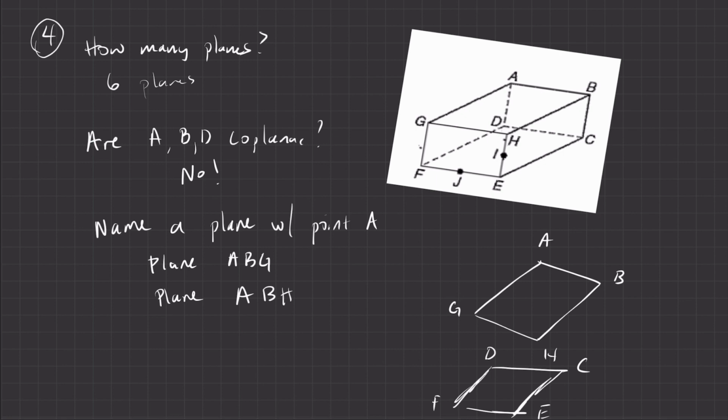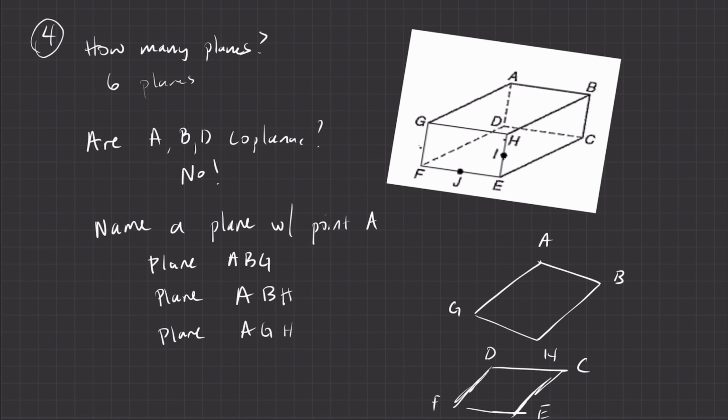You can call this plane AGH, and if there's another combination, go for it. So these are the 3 examples to name a plane with point A involved, okay? All right, what's the next question?